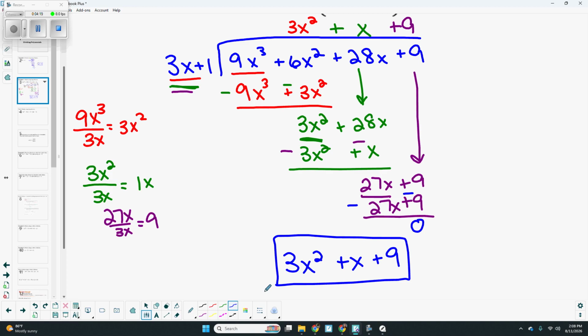And if we had a million years, I would go back and check. I would do 3x plus 1 times 3x squared plus x plus 9, and it should give me back my 9x cubed plus 6x squared plus 28x plus 9.